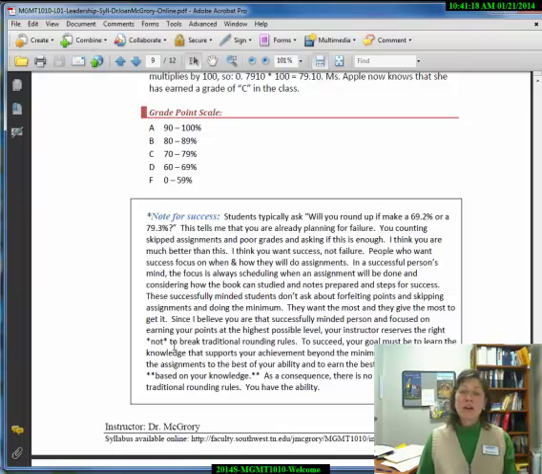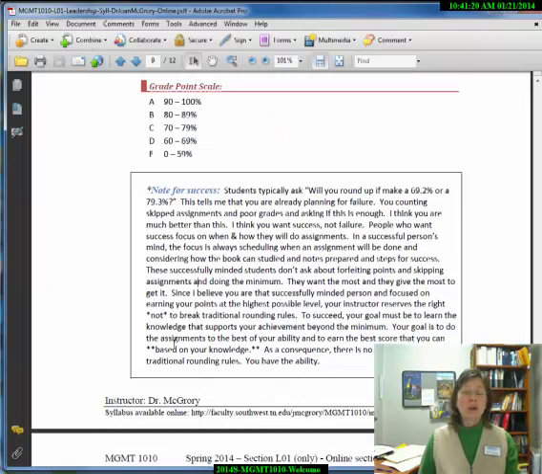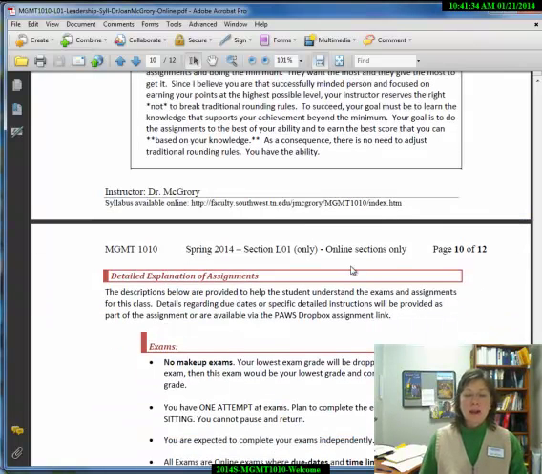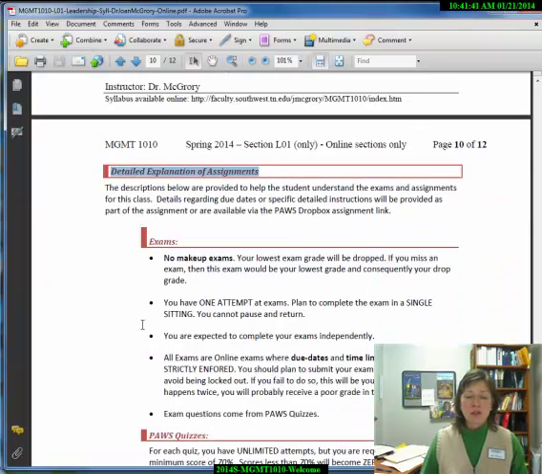This is a great class with immediate application. If you put yourself into it and you do the reading and you complete the quizzes and you watch the movies and you complete the writing assignments before the due date, according to a schedule that you put together, you can succeed. Now, I'm on page 10 here, and notice that this begins a detailed explanation of assignments.